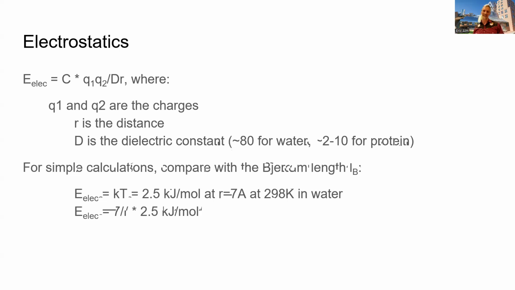I've only seen it in textbooks. But the Bjerrum length is basically at what distance between two charges is the interaction between them equal to about 2.5 kilojoules per mole. And 2.5 kilojoules per mole is a really special number in biology because it's equal to kT or RT, where R is the universal gas constant. And it tells you how much thermal noise there is.